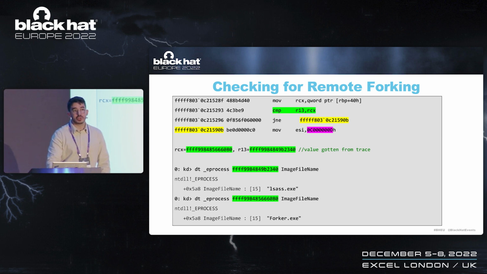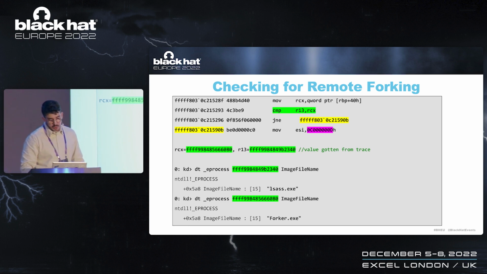Because of a comparison between two registers, R13 and RCX, I can get the values from the trace. I see that because they are not equal, the value is being assigned. So it looks like the API is intended to do this. These values are eProcess values. I'm not showing it here, but it can be seen with the disassembly.